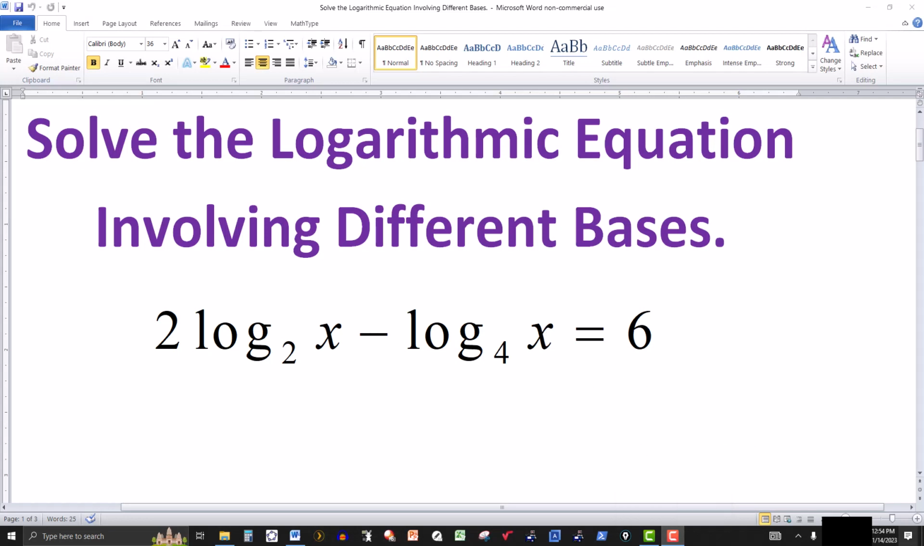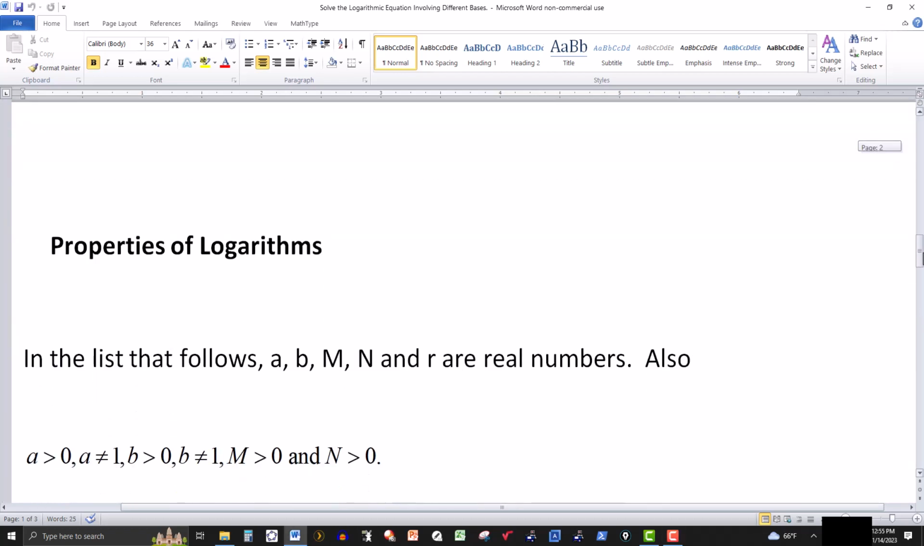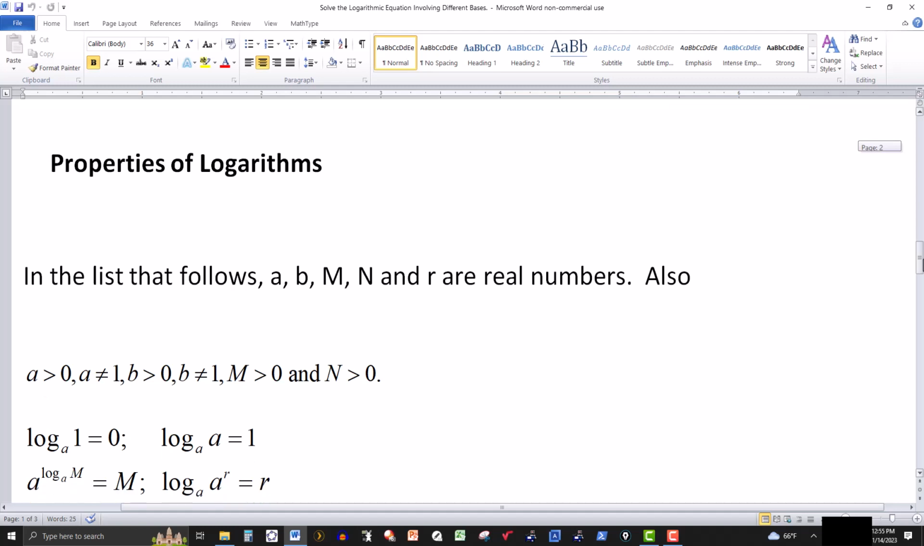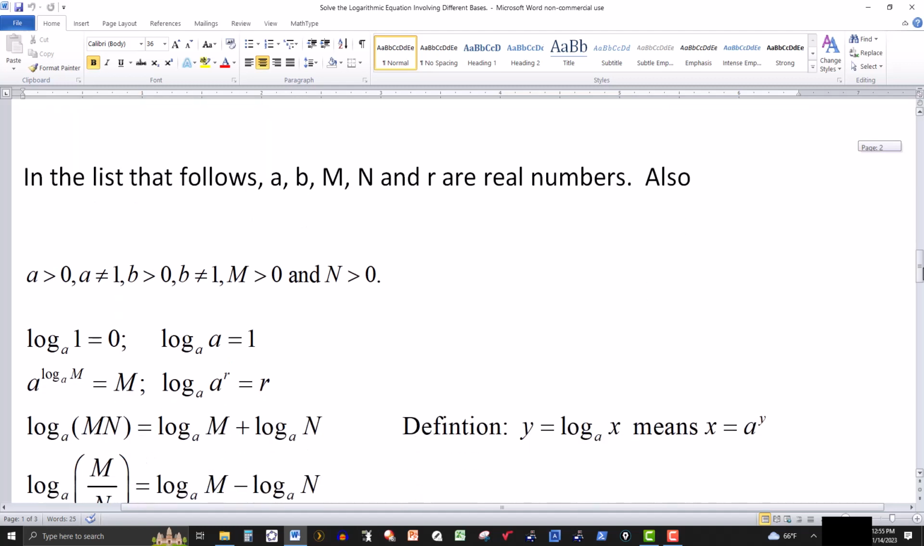In this video, we're going to solve this logarithmic equation that involves different bases here. So it has a base 2, has a base 4, and we're going to solve this several ways. And I just want to show you some of the properties of logs. And of course, several of these you'll use when solving logarithmic equations. Hopefully you've seen these before.